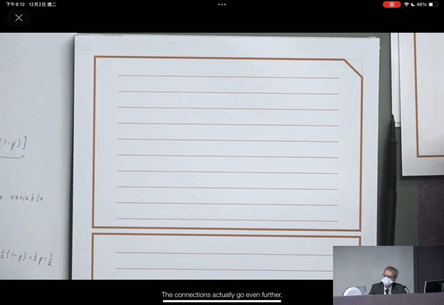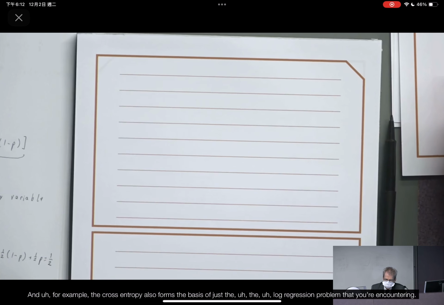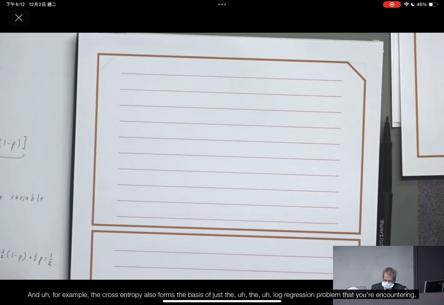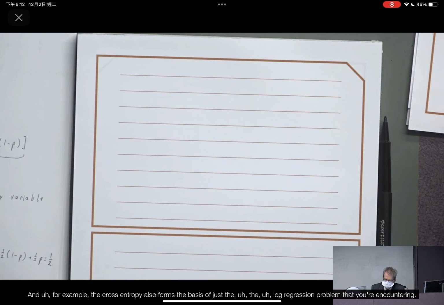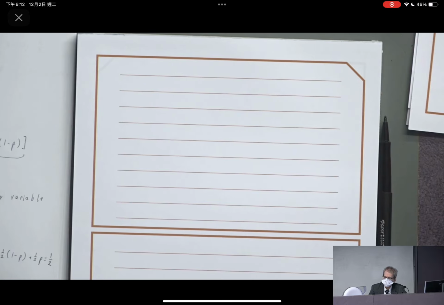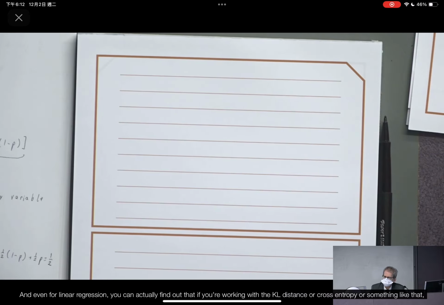The connections actually go even further, and for example, the cross entropy also forms the basis of the logistic regression problem that you're encountering. And even for linear regression, you can actually find that if you're working with the KL distance or cross entropy, when you're dealing with the gradients that you need for the linear regression, you can also use gradients of cross entropies in order to find your optimum.